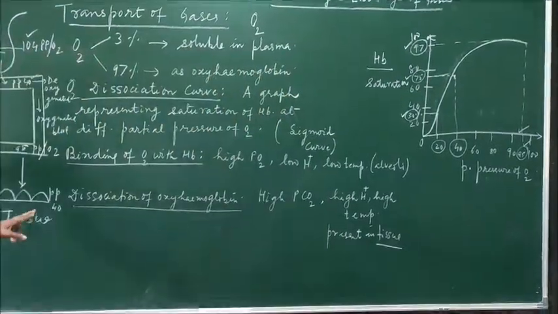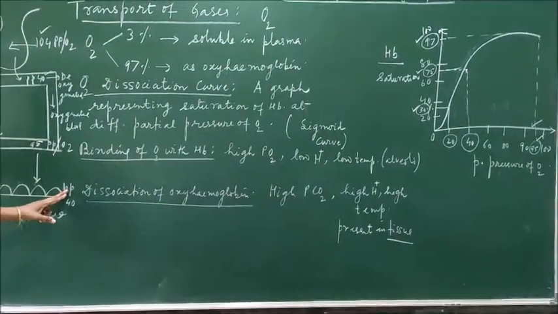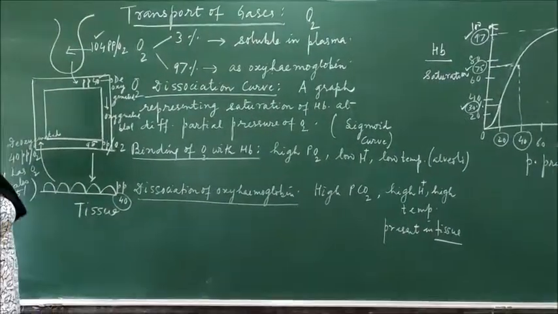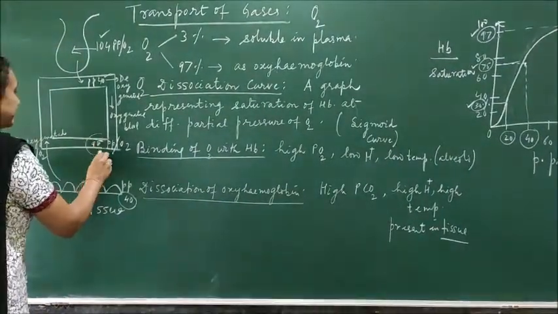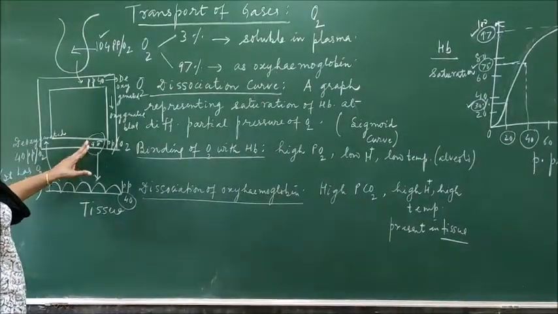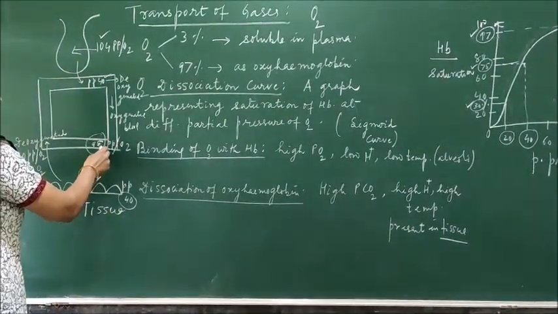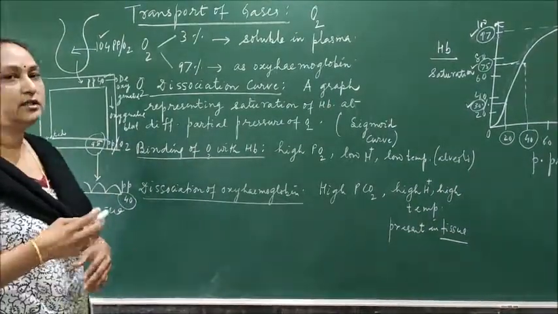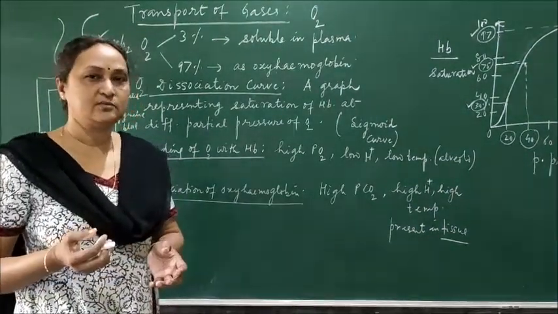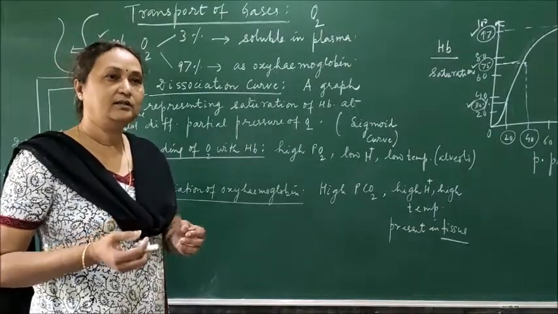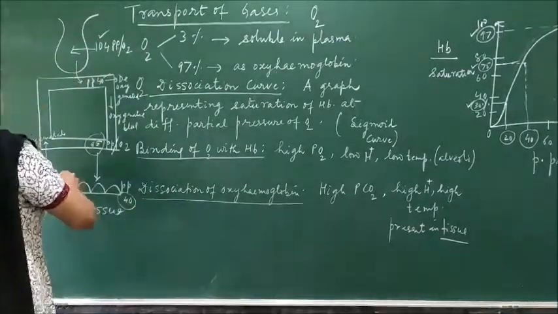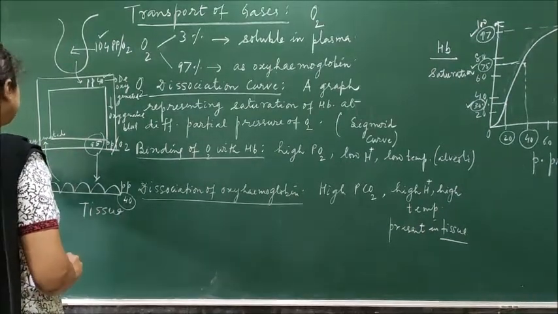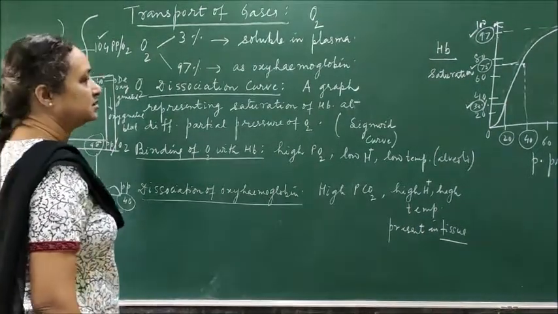So you can find out at tissue level the partial pressure of oxygen is low, it is only 40, and in the oxygenated blood it is 95. So it is more, so automatically oxygen from the blood will enter into tissue. That is the tissue oxygen that is utilized for metabolism, and the deoxygenated blood which is returning back has a partial pressure of 40.